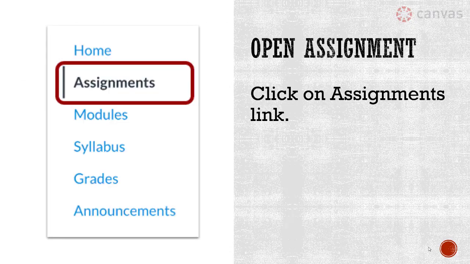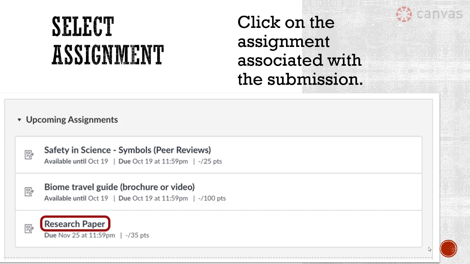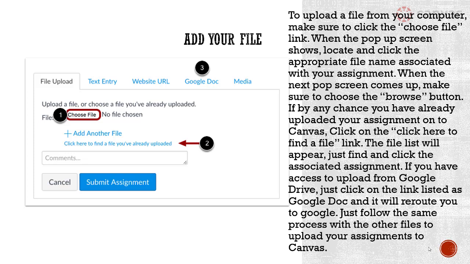Click on Assignments link. Click on the assignment associated with a submission. To upload a file from your computer, make sure to click the Choose File link. When the pop-up screen shows, locate and click the appropriate file name associated with your assignment. When the next pop-up screen comes up, make sure to choose the Browse button.